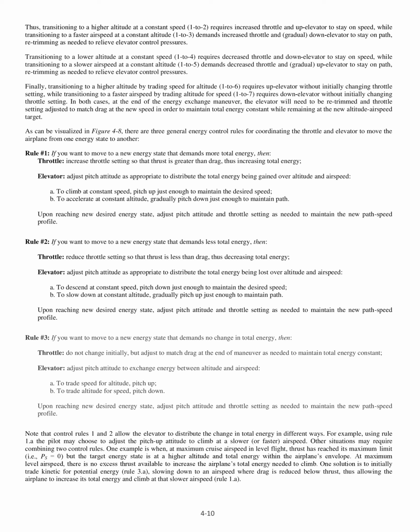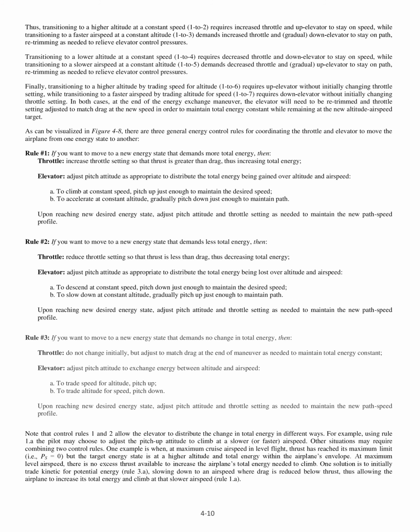Rule 3: if you want to move to a new energy state that demands no change in total energy, then throttle: do not change initially, but adjust to match drag at the end of the maneuver as needed to maintain total energy constant. Elevator: adjust pitch attitude to exchange energy between altitude and airspeed. A, to trade speed for altitude, pitch up. B, to trade altitude for speed, pitch down. Upon reaching the new desired energy state, adjust pitch attitude and throttle setting as needed to maintain the new path speed profile.